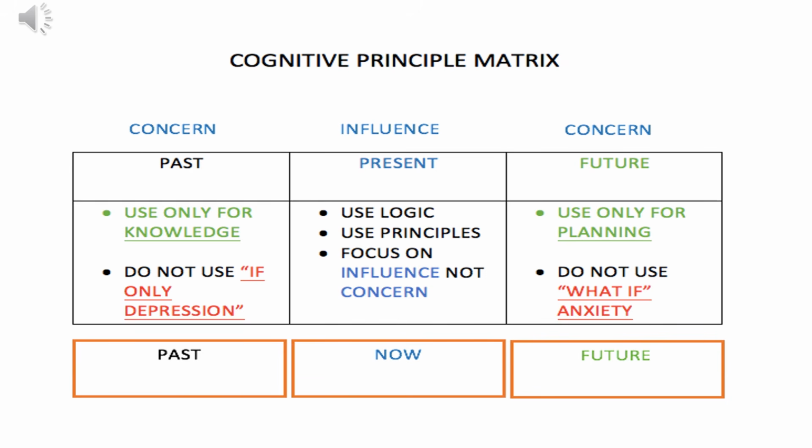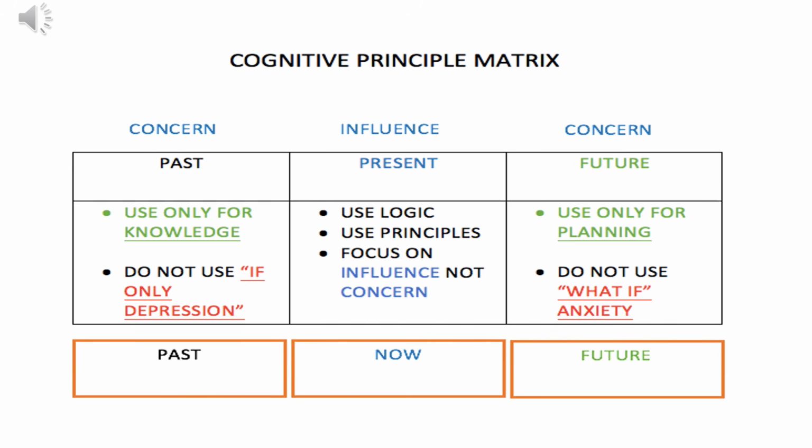The future is for planning, because without a plan, you're like a cork on the ocean. Whichever way the wind and tide are blowing, that's where you'll end up. So you need a plan to know where you're going. But once you've got a plan, you don't move into concern and keep doing too many what ifs. That's part of the planning process, not after you've had the plan. Because if you do the what ifs all the time, you'll get anxiety.